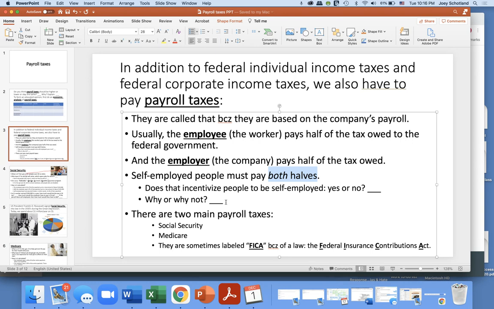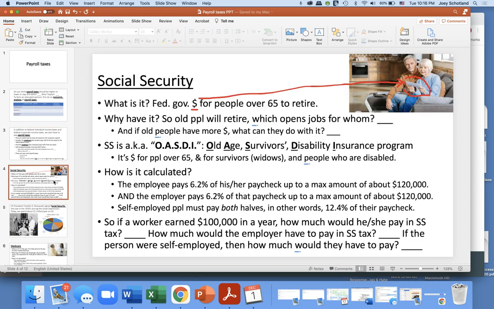There are two main payroll taxes: Social Security and Medicare. On your paycheck, they're sometimes labeled FICA because of a law that set them up, the Federal Insurance Contributions Act. Basically, we make contributions electronically, automatically, out of our paycheck. Let's start with Social Security.